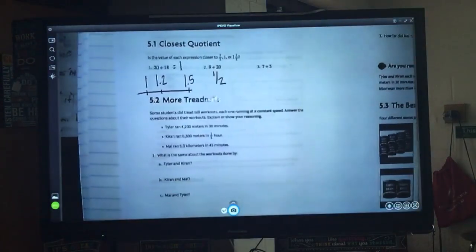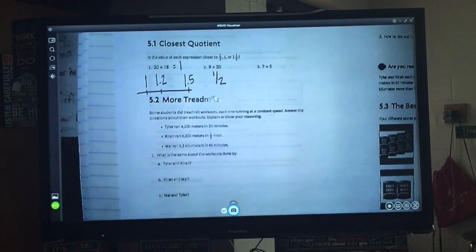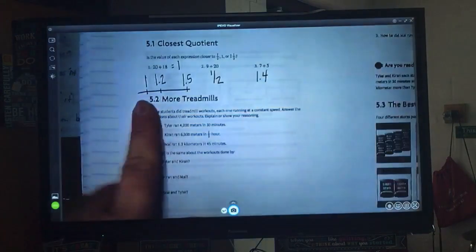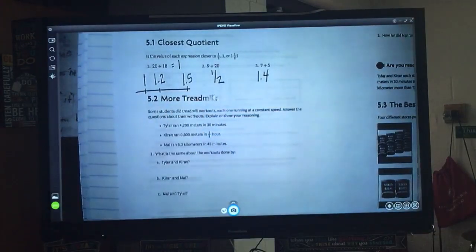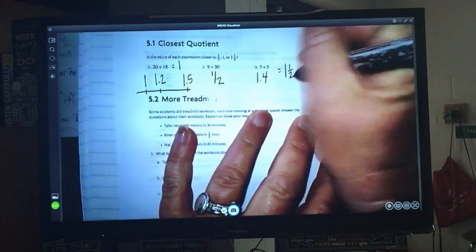And then the last one, 7 divided by 5. Stand up if you said closer to half. Stand up if you said closer to 1. Okay, and then stand up if you say closer to 1.5. All right, so what do you get when you do 7 divided by 5? Michaela? 1.4. So 1.4 is the same thing like with this one over here. It's going to be closer to 1.5.